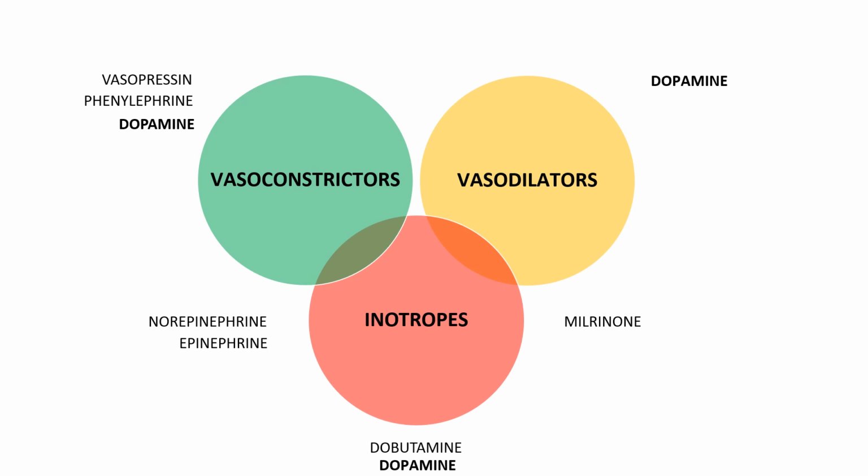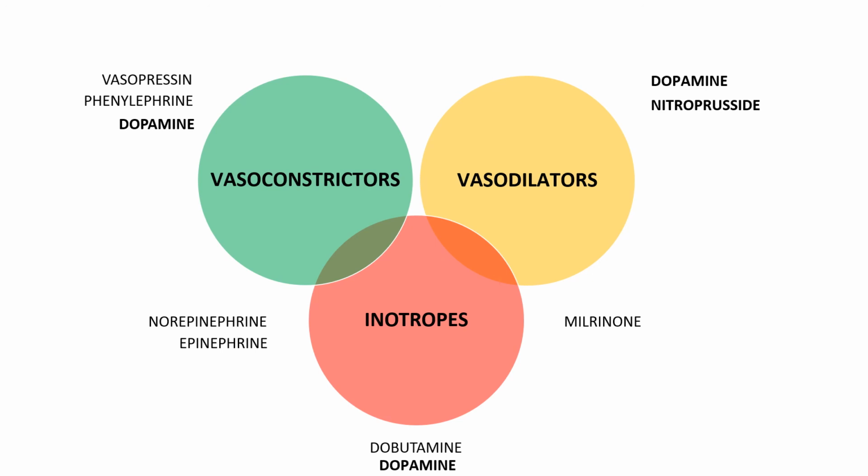Just for the purposes of completing this diagram, I'm going to add nitroprusside. Nitroprusside, I want you to think about as having the exact opposite effect that phenylephrine has. And so it's a pure vasodilator that decreases SVR and can also be used as an agent in cardiogenic shock.